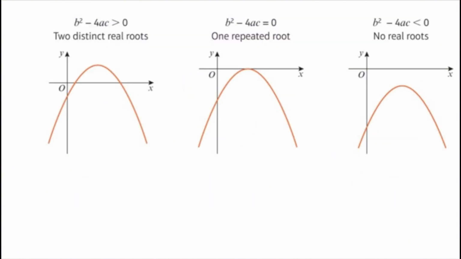Suppose you have a negative function, then you know this type of graph is there. In that case also it is the same thing: greater than 0, 2 distinct real roots; only 1 touching point means only 1 root is there; and there is no real root for this type of function.